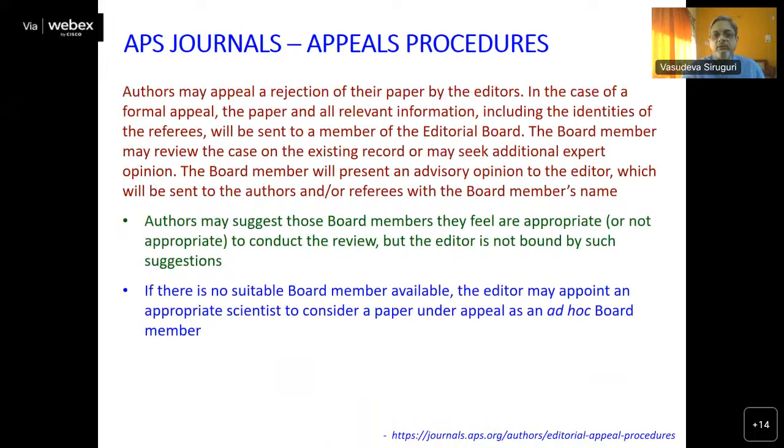Then the APS journal, that American Physical Society journal, they have another set of appeal procedures, and they are all available at the respective journal society websites or the journal websites themselves, how the review process takes place and how the complaint and appeal process takes place for each journal. They'll be different for different journals. Okay. And so this is one set which follows for the APS journal.